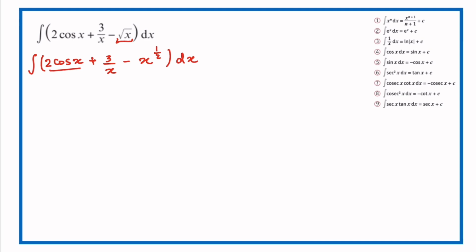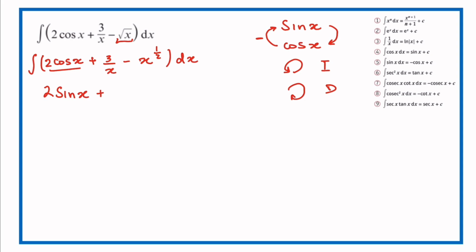In order to integrate 2 cos x, I like to have my own way of remembering it. That is by writing sine x at the top and cos x at the bottom, going clockwise when we're differentiating. Integration is the opposite of differentiation, so we're going to go anti-clockwise. Anti-clockwise gives us integration, and clockwise gives us differentiation. So the integration of cos x will give us sine x. Therefore that becomes 2 sine x plus the integration of 3 over x.